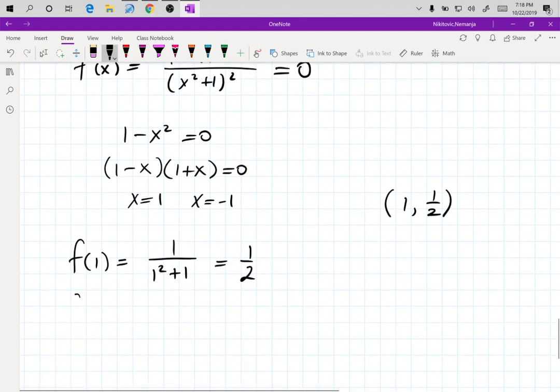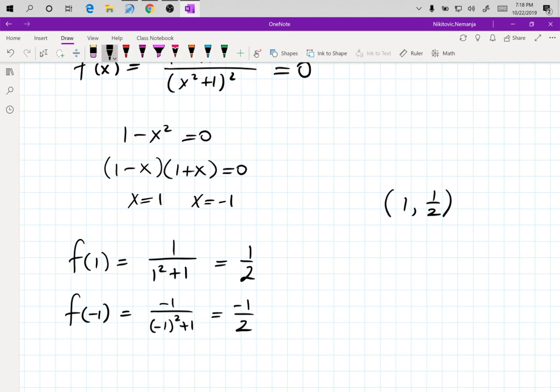Then we calculate the second. Guys, note there are no derivatives there. We are calculating the y value. For y, you're using the original problem. For slopes, you're using the derivative. So over here we have negative 1 divided by negative 1 squared plus 1, which is negative 1 half. So now we have negative 1 half. So these are critical points.